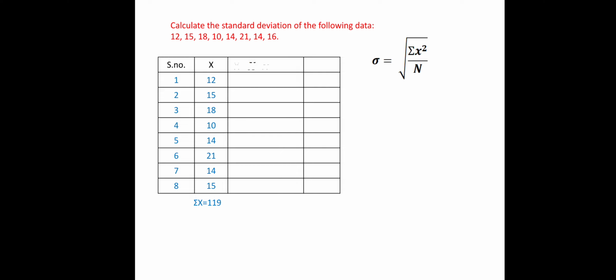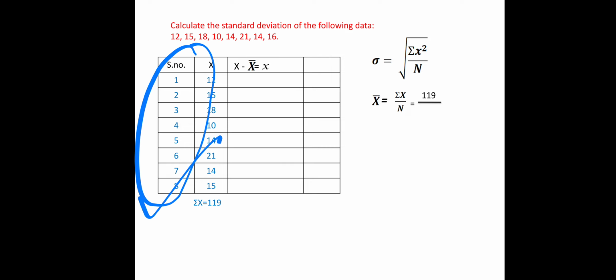For the calculation of small x, we have a formula like this: x minus x bar is equal to small x. The value of capital X we have, x bar we need to calculate. X bar means the mean value. The formula for calculation of x bar is x bar equals summation of x divided by n. Summation of x we have, that is 119, and n means the number of observations, which you will get from the serial number itself. So the number of observations is 8. Calculating 119 divided by 8, we get the value of x bar, which is 14.8. So 14.8 we got. Next we'll calculate the value of small x.